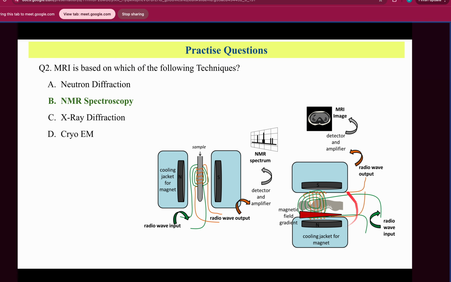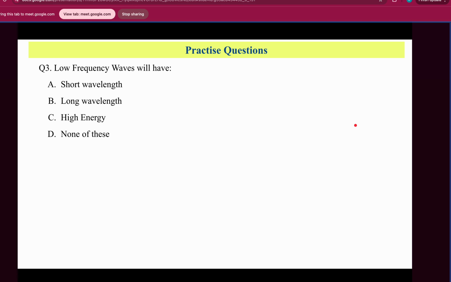So similarly, in case of MRI also, the principle is exactly the same. In this case, the human body is kept in the magnetic field, and ultimately, because in our bodies protons are present, how the spin and chemical shift is happening, that is being captured and an MRI image is generated.